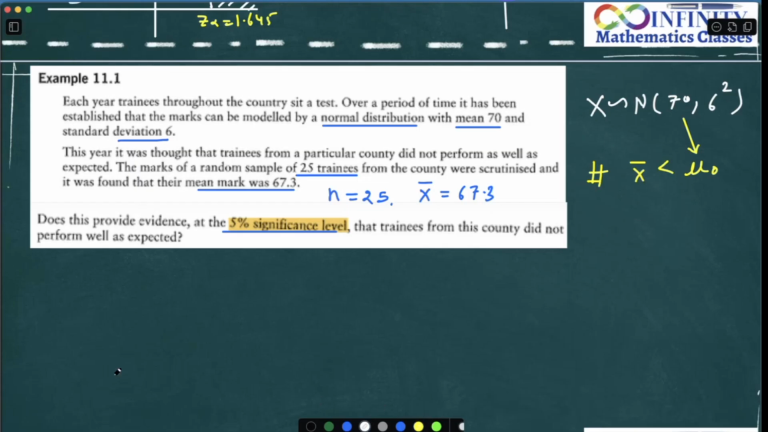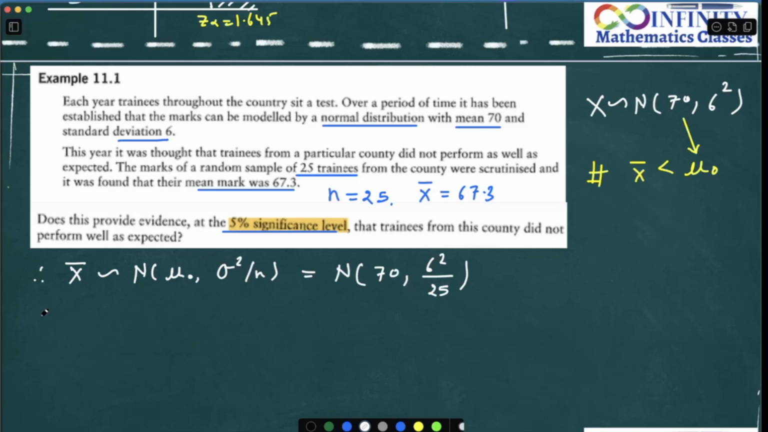In this case, because the population is normally distributed, the sample mean is also going to be normally distributed with the same mean mu, whatever is given to you, and the variance is going to be sigma squared divided by n. So this is going to be N(70, 6 squared divided by 25). Any doubt up to this point? No, because it's the sigma squared upon n formula.